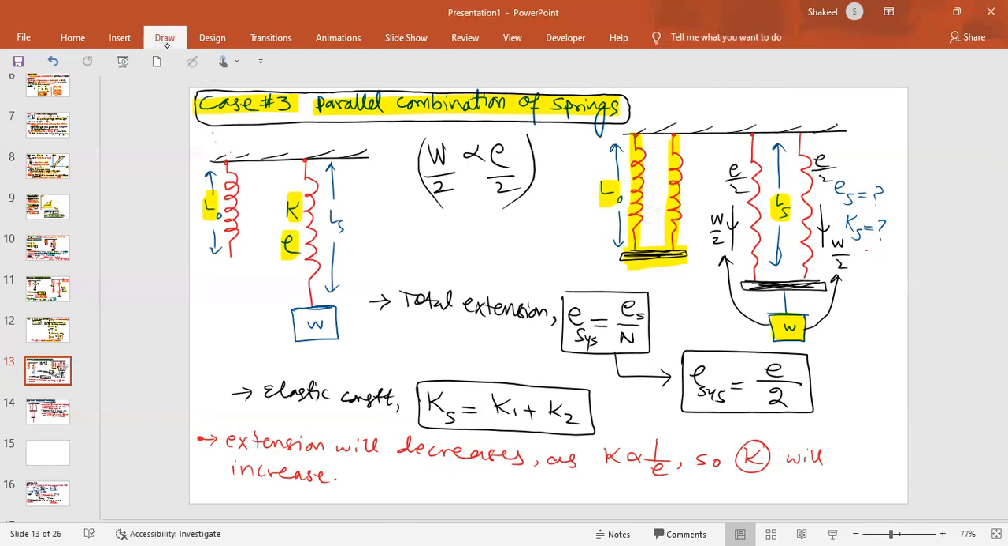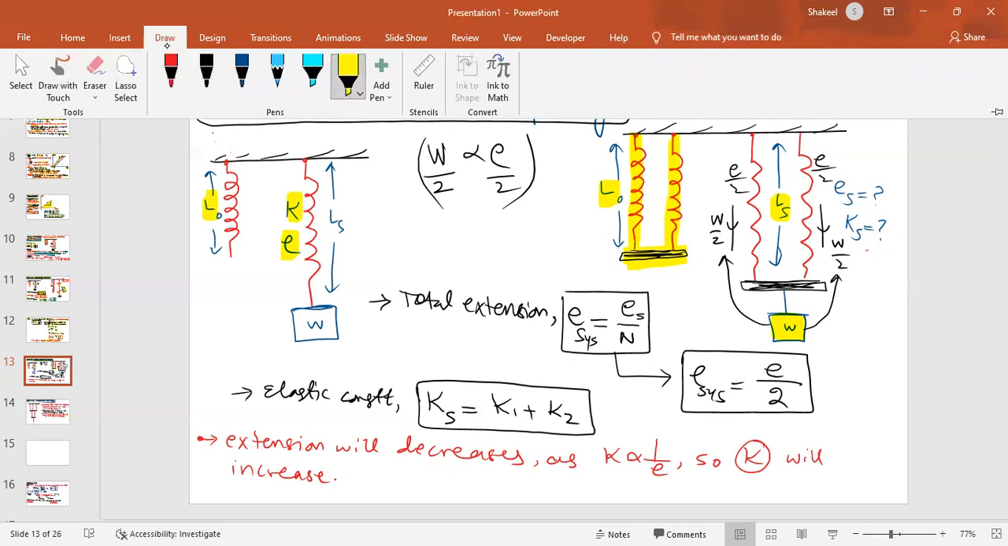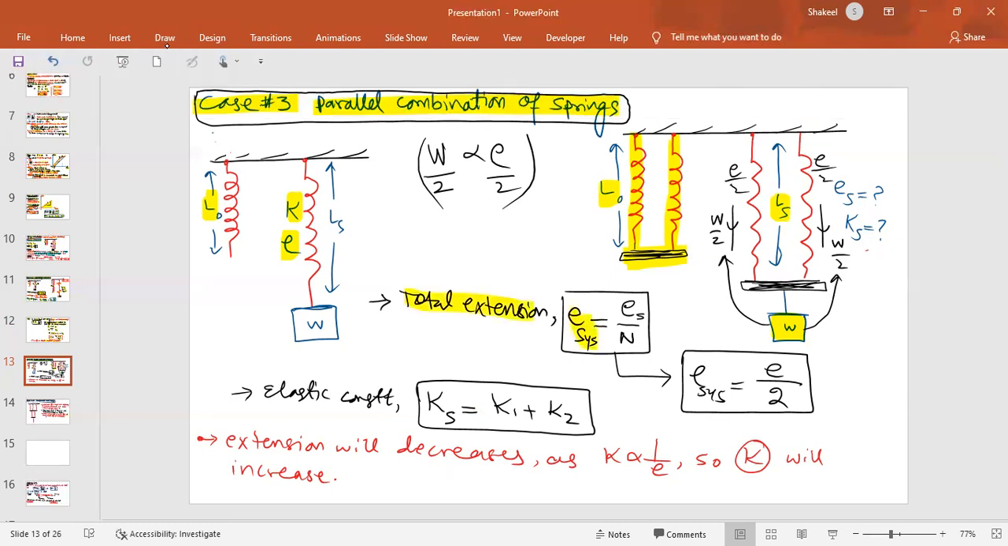So now, if you want to find the total extension, there's a formula as well. Extension of the system equals single spring extension divided by number of springs. Like the extension in the single spring was E, and the number of springs here in the parallel combination is 2. So you can divide them to get the extension of the spring, or use the method that I told you, like the weight equally divides among the two, so the extension also divides. So you can use that as well.